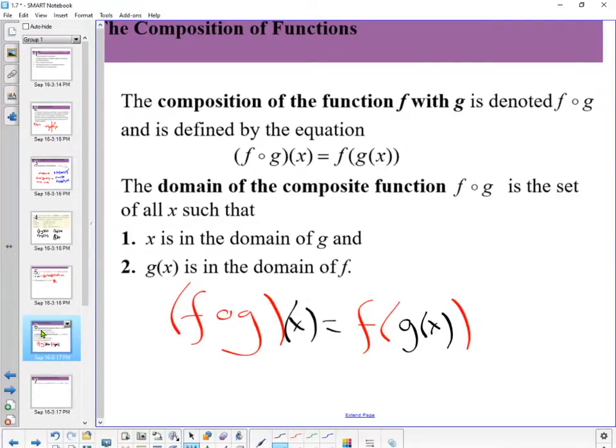I also want to point this out. Addition and multiplication are commutative, right? Composition of functions like this is not commutative. F of g does not produce g of f. So be careful with that. Unless you're doing f of f, it doesn't really matter. And yes, sometimes they'll make you do f of f.